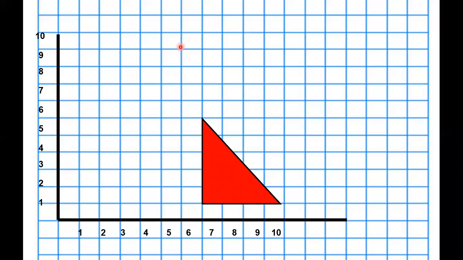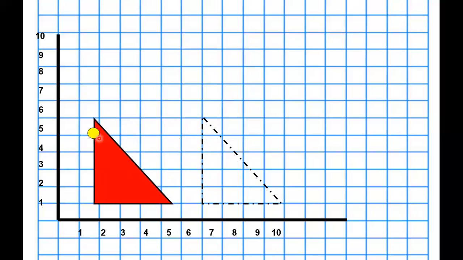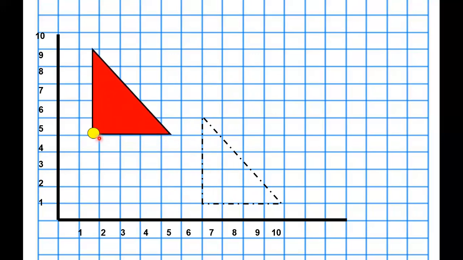Next example. So let's move this one and let's see how many. So 1, 2, 3, 4, 5. 5 squares left and 1, 2, 3, 4. And 4 squares up. And that will be now 5 squares left and 4 squares up. Okay, I hope you understand what translation means. Just moving the shape to another position.